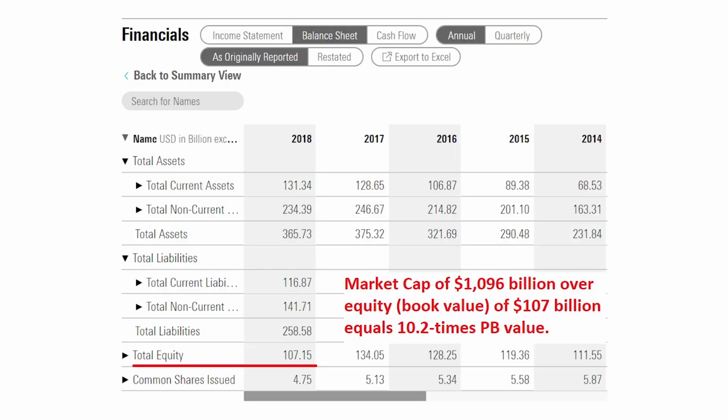Now again, that's a whole company number, not the per share basis that we need, so we need to do the same thing that we did with revenue. We can either take that market cap of the company divided by the whole stockholders' equity, or we can divide the stockholders' equity by the number of shares and use that share price. Here we find that Apple has shareholders' equity or book value of $107 billion. So if we take that market cap of $1.096 trillion divided by $107 billion, we get a price to book value of 10.2 times.